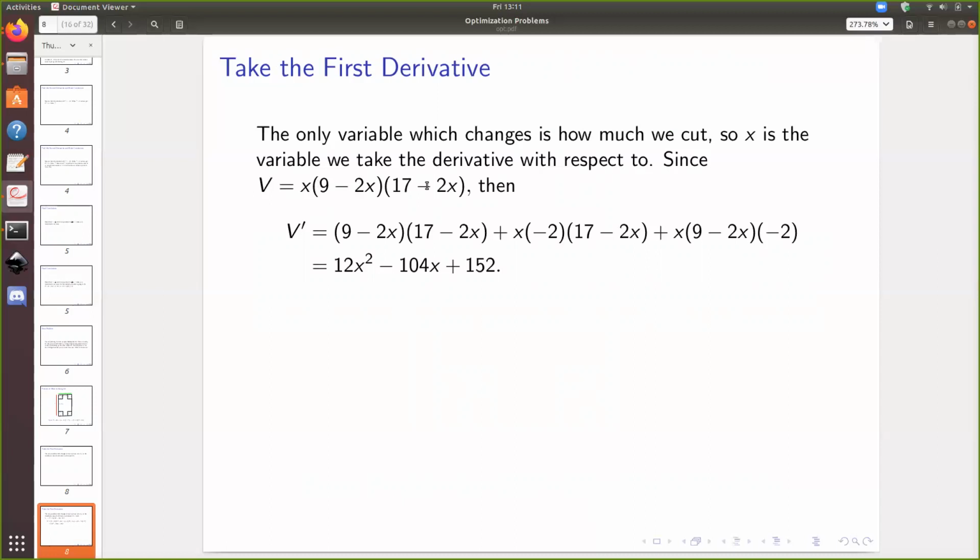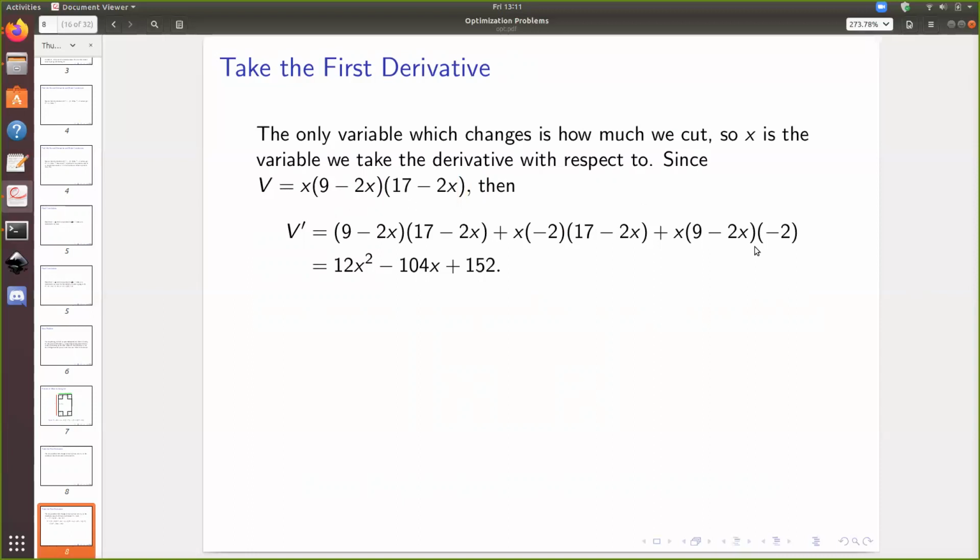So that's what I'm doing, and I'm looking at x like f, and I'm looking at my 9 minus 2x like g, and I'm looking at my 17 minus 2x as h. So our first term, you take the derivative of x, leave all that alone. Second term, take the derivative of the 9 minus 2x, leave everything else alone. And then the third term, take the derivative of the 17 minus 2x, and leave these other two alone, and you get our full derivative.